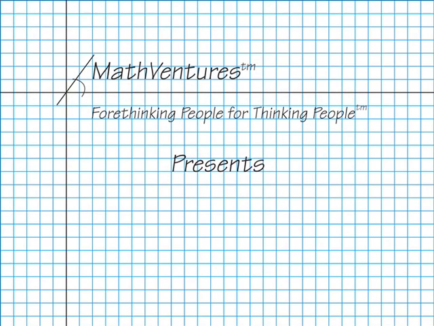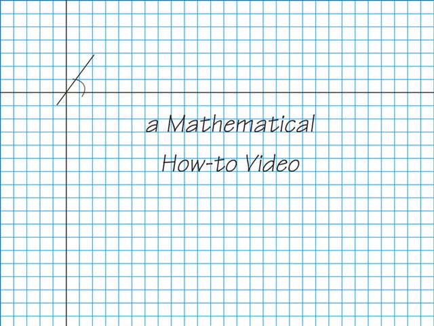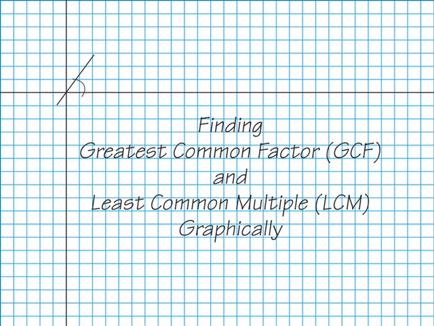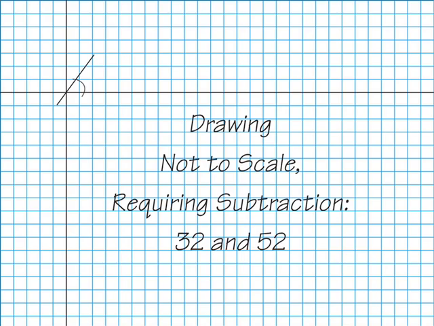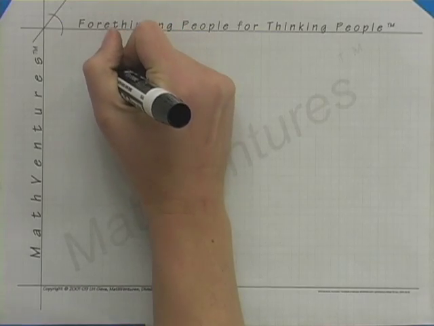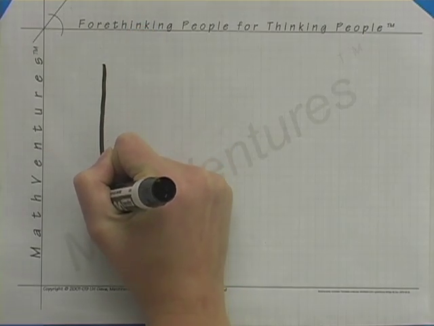If you saw our earlier video on finding the greatest common factor between two numbers, you saw that we were using graph paper to draw to scale. Here we'll use the same method, but eyeball a rectangle instead. We're looking for the greatest common factor between 32 and 52. So we'll draw a rectangle that looks like it's about that size.